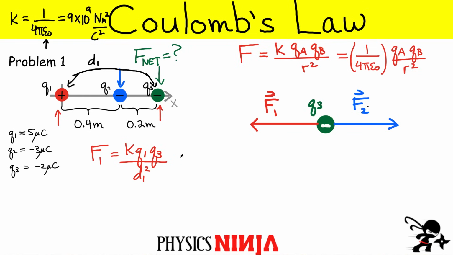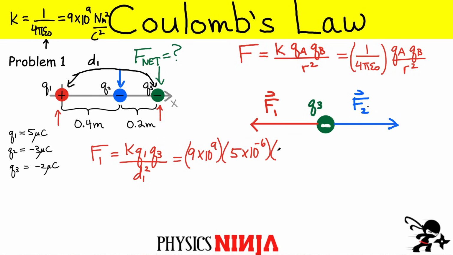All right, so all you have to do now is substitute in all the values. So for K, we get 9 times 10 to the 9. I'm not going to write the units. Q1 is listed over here as 5 microcoulombs. That's 5 times 10 to the negative 6 if I want to convert it into coulombs. Q3, now Q3 is negative 2.